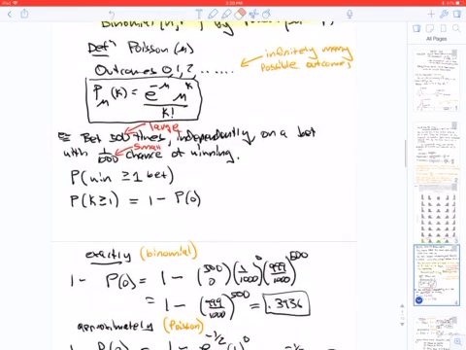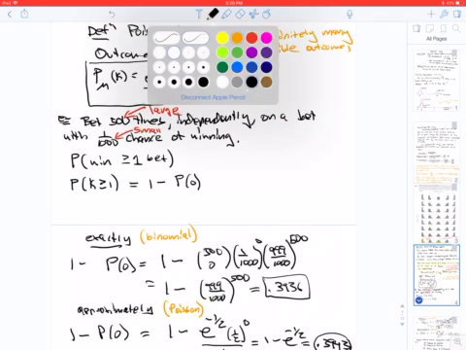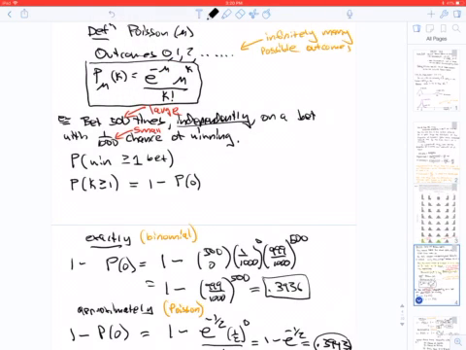So here's an example. So say you bet 500 times independently on a bet with a 1 over 1,000 chance of winning. So n is large, 500. I should even underline independently here because that's important because we need binomial to apply.